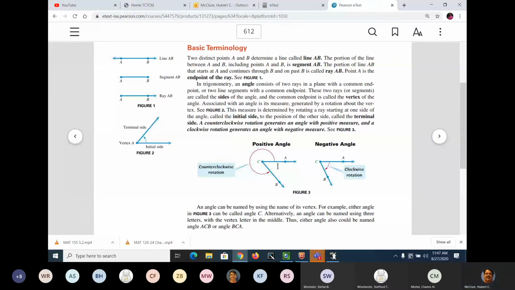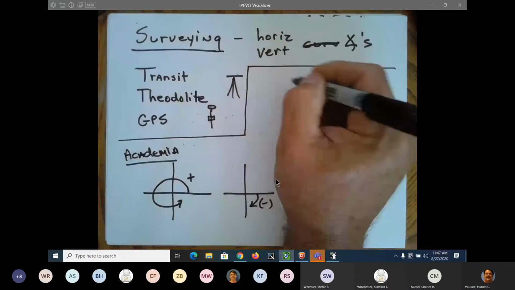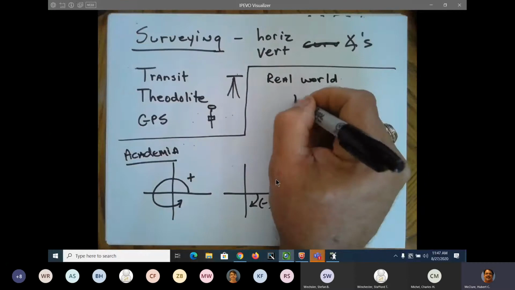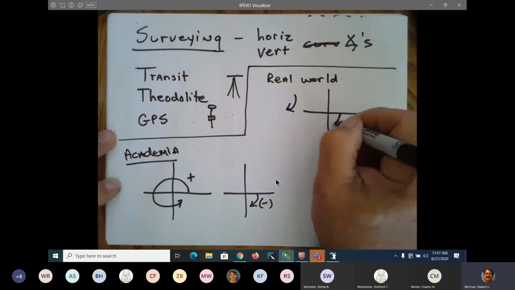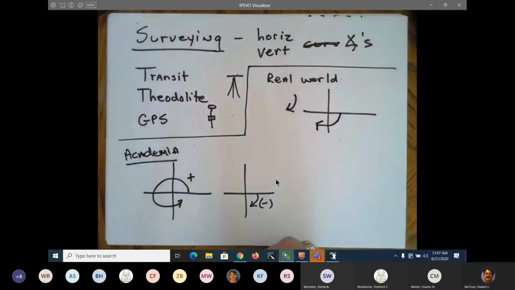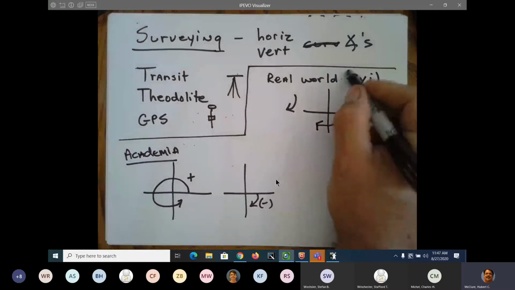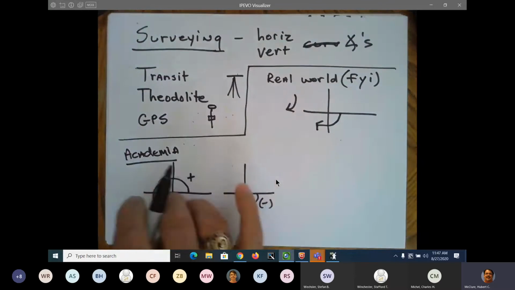In the real world, you're told to turn right angles. So if I was to go out and turn an angle in the field, I would go to the right. That's one thing that is different from academia. I'm just telling you this for your information. I'm not going to test you on this. Actually, I'll test you on this because we're in academia.